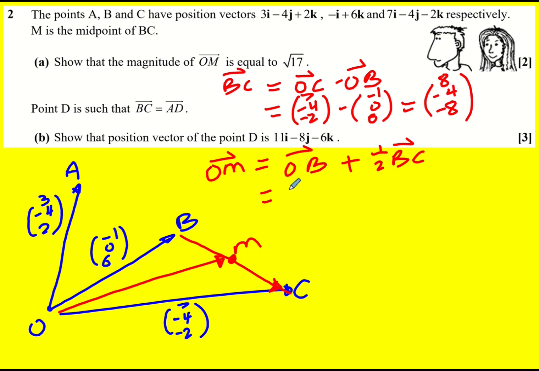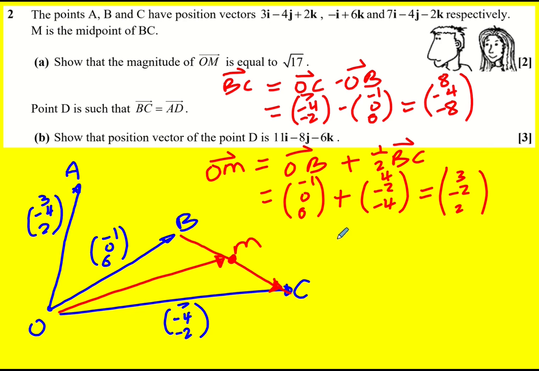Okay, we're nearly there then. So OB, I'm adding, it's going to again be -1, 0, 6, and then I'm adding half of BC, which is 4 -2 -4. So OM is going to be 3 -2, 2. Okay, and I'm nearly there.